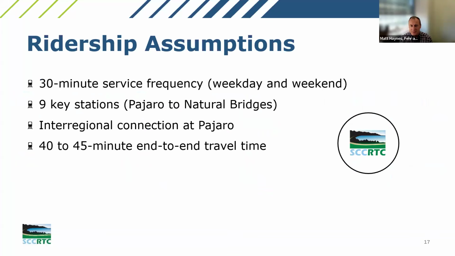Quickly, a few assumptions that are detailed in the executive summary document, but these form the basis for some of the preliminary ridership forecasts that I'll be sharing today. We're assuming 30-minute service frequencies, both on weekdays and then also for weekend rail service. 9 stations throughout the corridor, running from Pajaro to Natural Bridges. We're assuming that there would be an interregional connection at Pajaro connecting to other systems. And overall, an approximately 40 to 45-minute travel time from Pajaro to Natural Bridges on the rail corridor itself. Next slide.